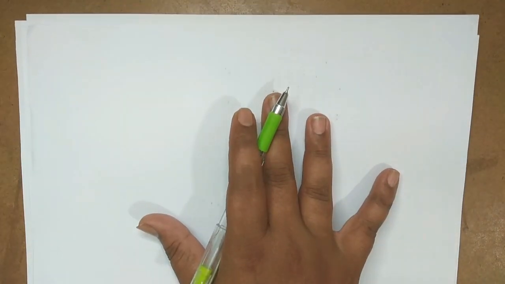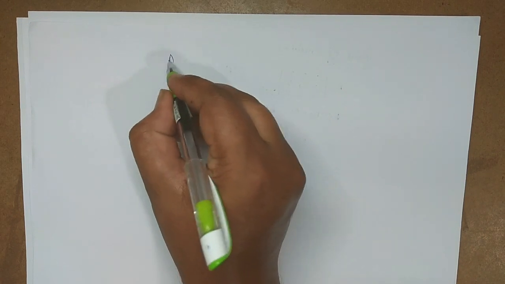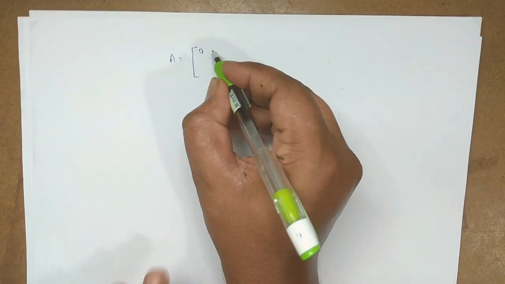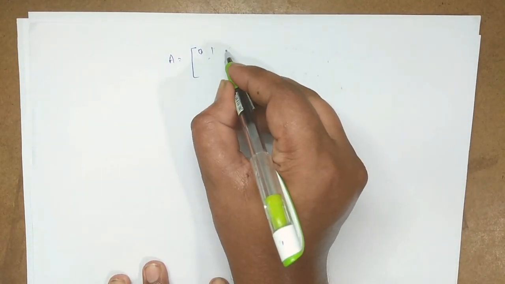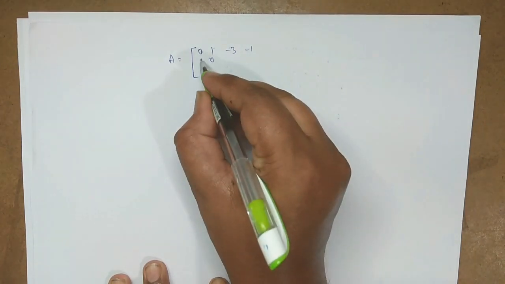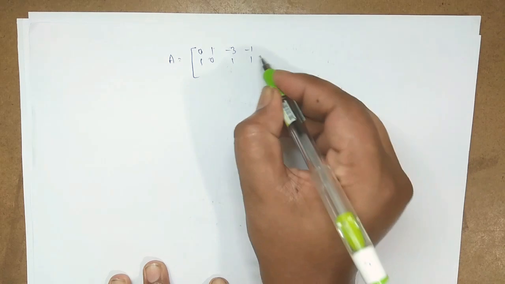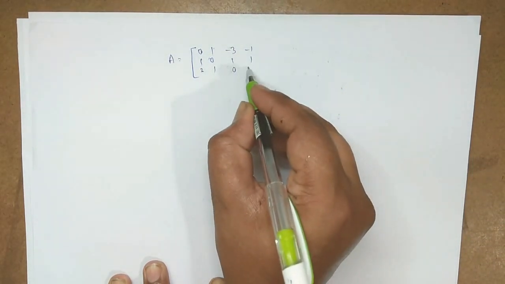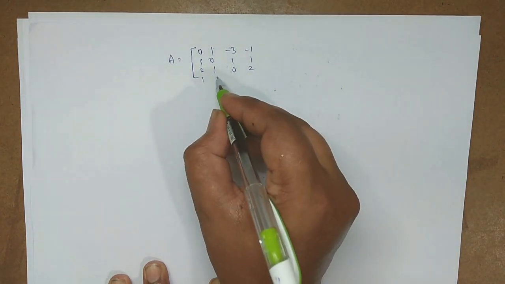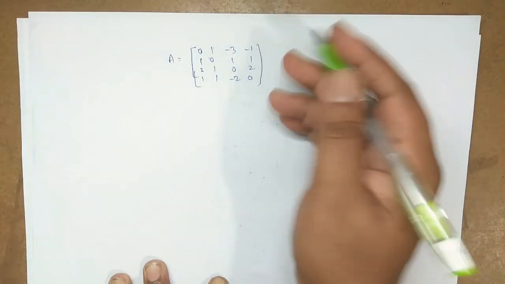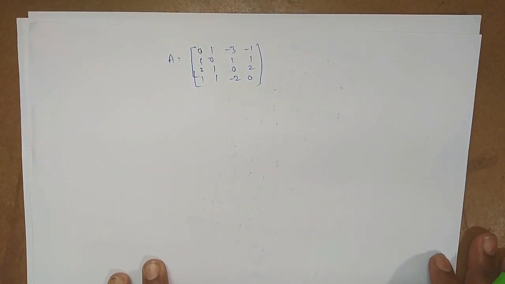Here the other matrix is given by A equals, always take any matrix as A only, 0, 1, minus 3, minus 1, 1, 0, 1 and 1, and again 3, 1, 0, 2, and 1, 1, minus 2 and 0. For this you have to find the rank. It seems to be very difficult, but when you understand the row and column operations, it seems very easy.